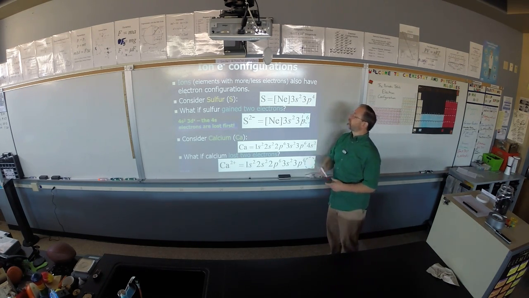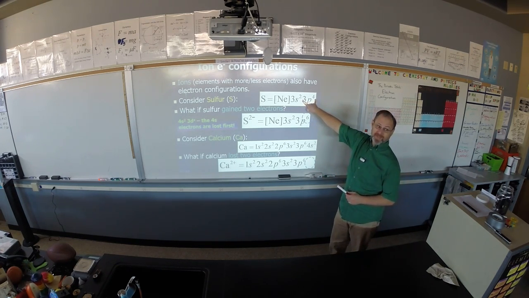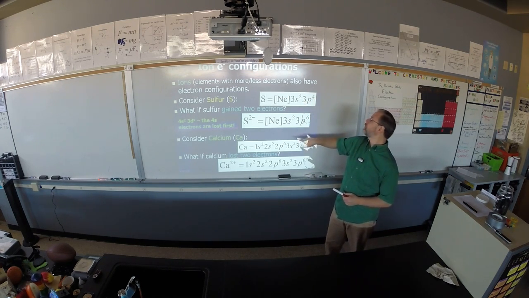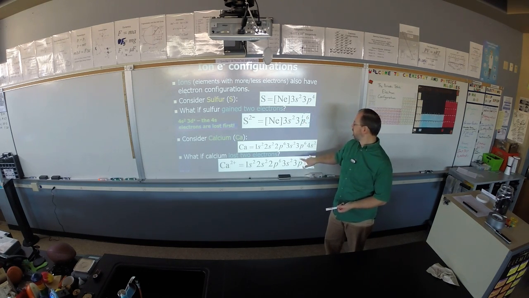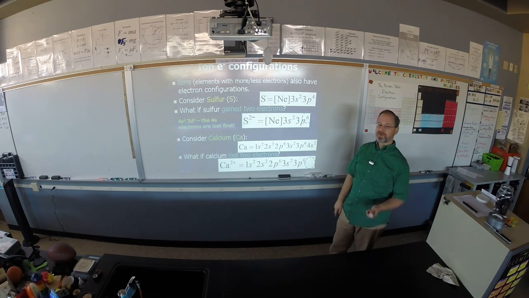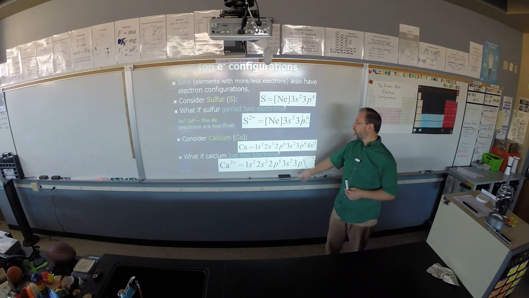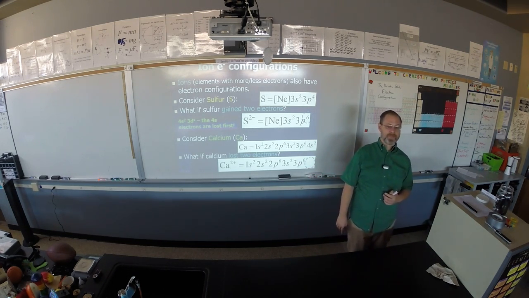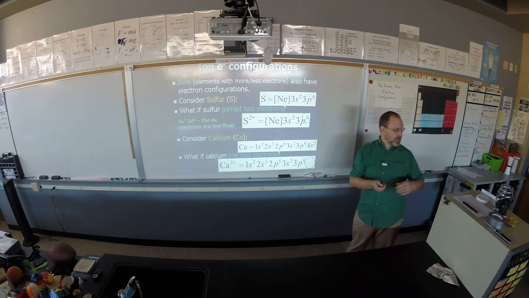Now sulfur has how many electrons in its highest level? 6. Not happy. Sulfur 2- has how many electrons in its highest level? 8. That's happy. Calcium has how many electrons in its highest level? 2. Yeah. Calcium's highest level is 4. Calcium has 2 electrons in its highest level. Not happy. Calcium 2+ has how many electrons in its highest level? 8. Happy. 3s2 and 3p6. So that's called an octet.